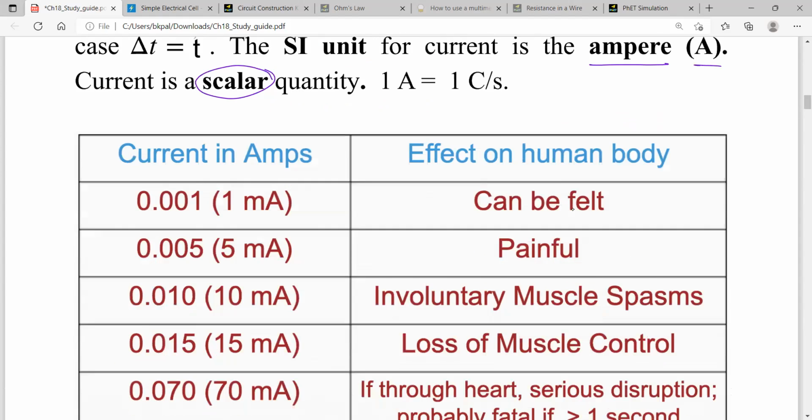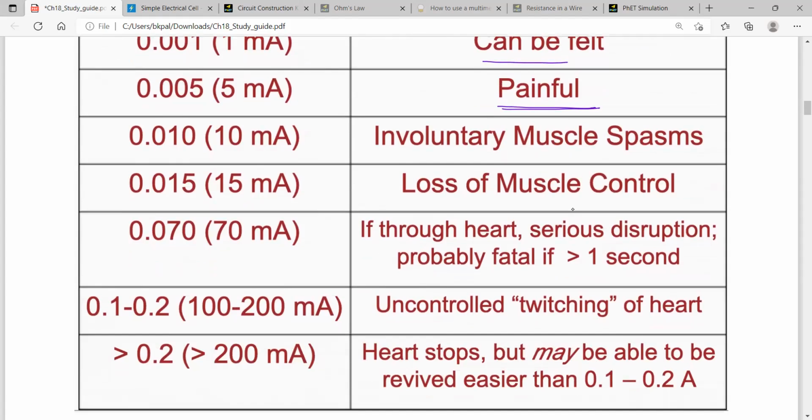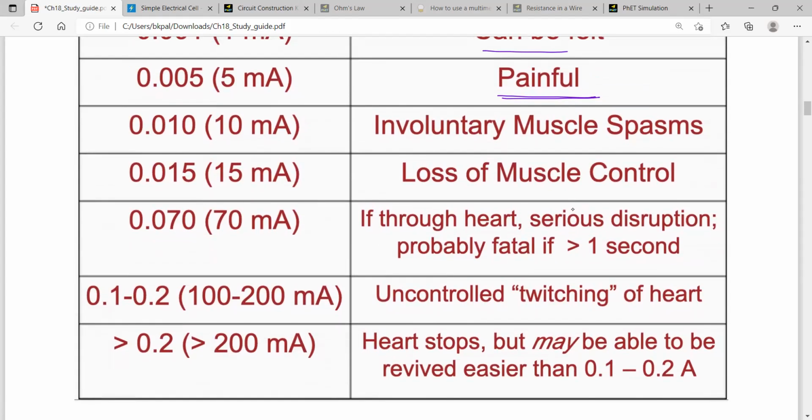Okay, so here in this table I basically show how much current is dangerous for us. For example, 1 milliamp is okay, we can feel it, it is not dangerous. 5 milliamp is a very small amount of current, but it could be painful. And above 5 milliamp, current is very dangerous. So you have to be careful when you work with current. A small amount of current can cause, I mean, much more danger.